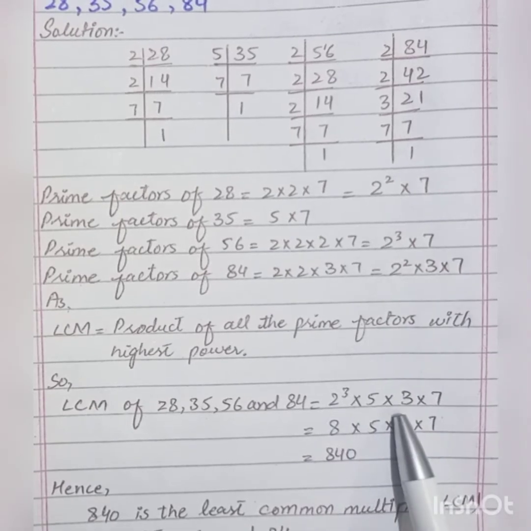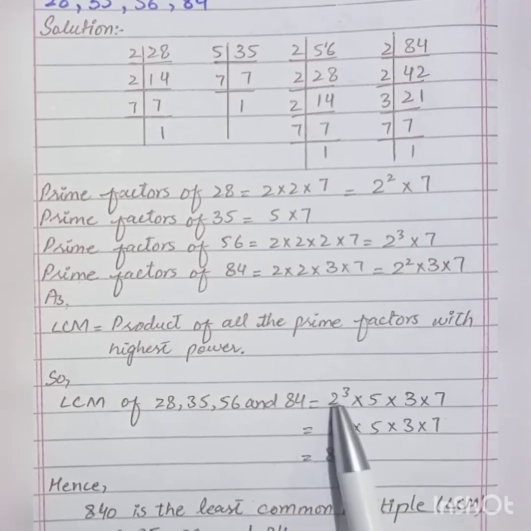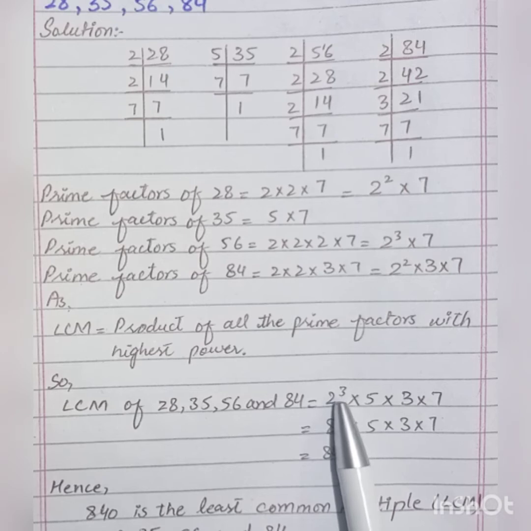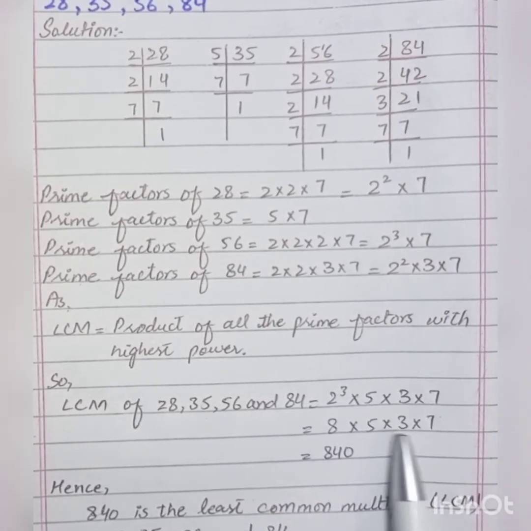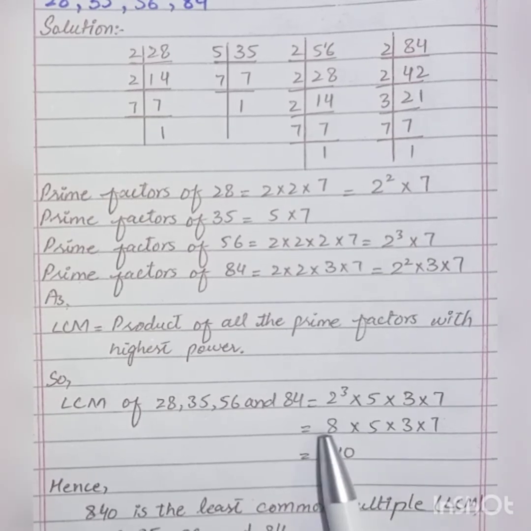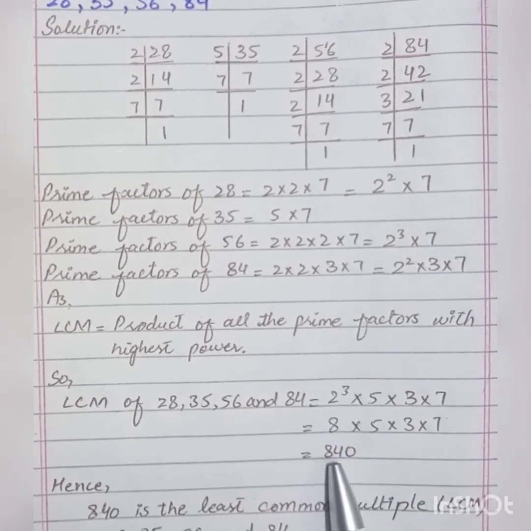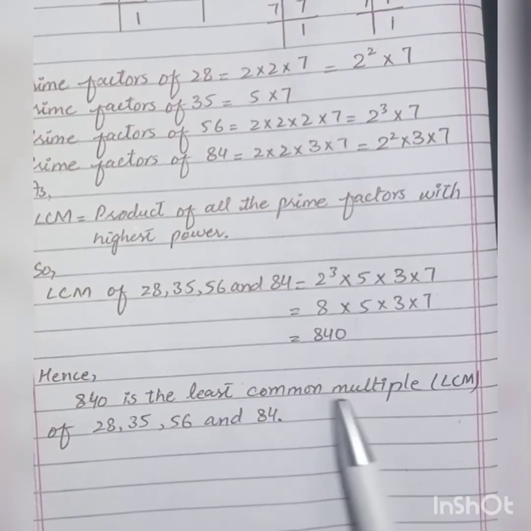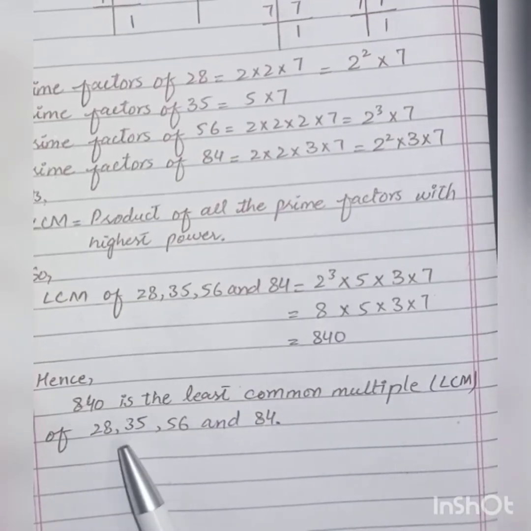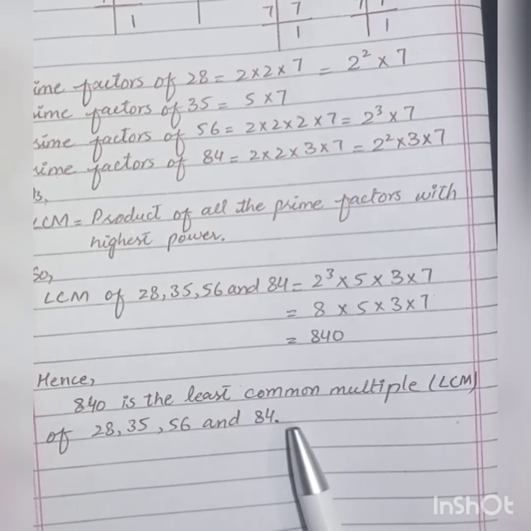As these are the product of prime factors with highest power. Now 2 to the power of 3 means 2 multiplied by 2 multiplied by 2, and the answer is 8. Now multiply by 5, multiply by 3 and multiply by 7. If we multiply these values, then the answer is 840. So 840 is the least common multiple LCM of 28, 35, 56 and 84.